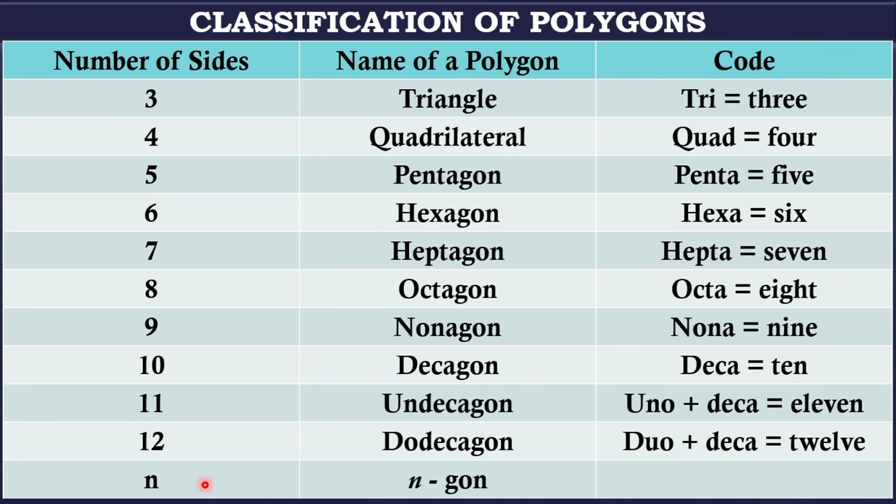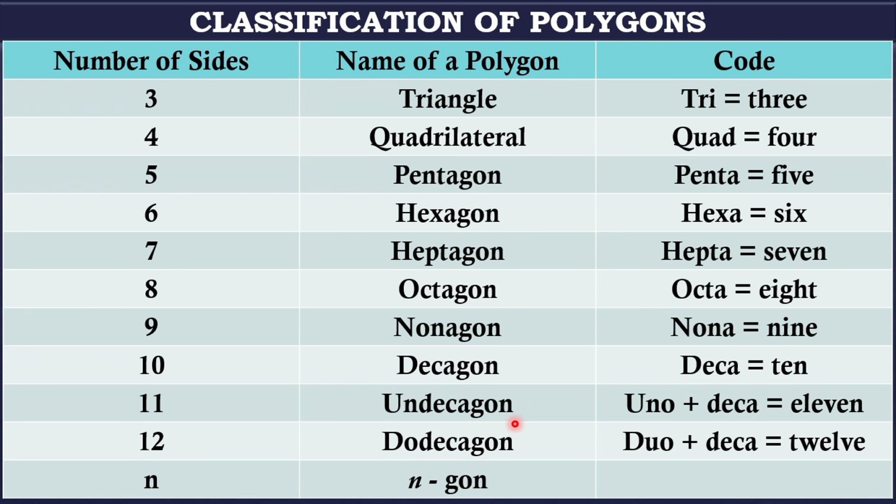So, pwede po tayong gumamit ng n-gon. Now, how will you easily remember the name of the polygon according to the number of its sides? So, tri means 3. Quad means 4. Penta means 5. Hexa means 6. Hepta means 7. Octa means 8. Nona means 9. Deca means 10.